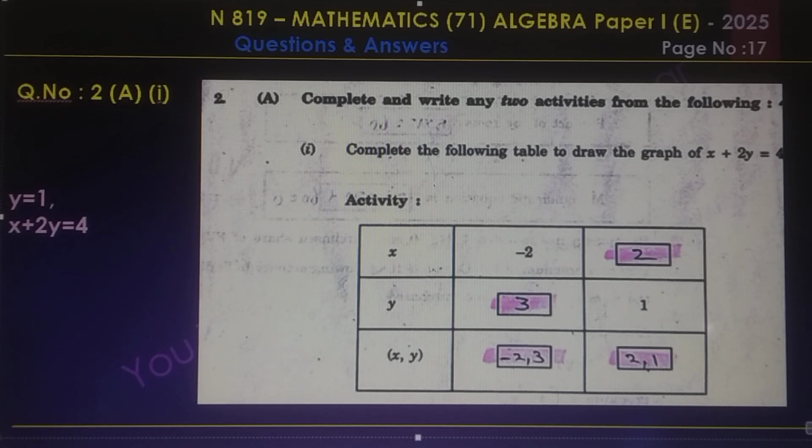Equal to 4. Then what is the answer here? That x plus 2 times 1 equal to 4. So finally we are getting x equal to 4 minus 2, so x equal to 2.